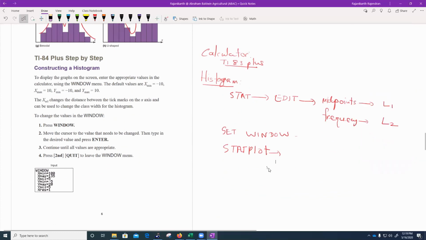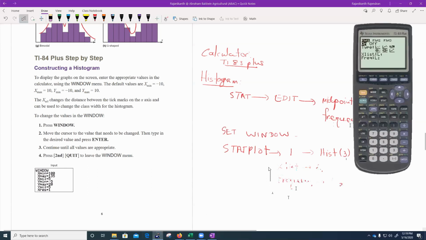So choose the plot. I'm choosing number 1, and I'm choosing the histogram. That is number 3, right? Then after that, remember my Xlist is L1 and my frequency is my L2. Okay, so change those two values. So now I have set up all the things here, and again I need to come out of this, second and quit. That's it. Now you simply graph it. So you will get a histogram.